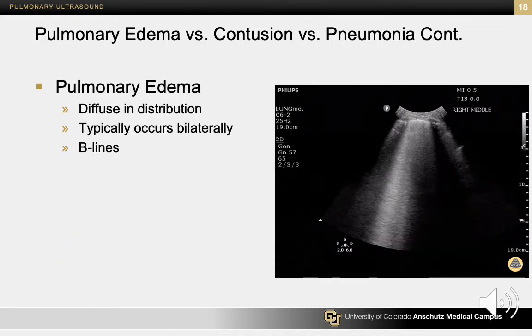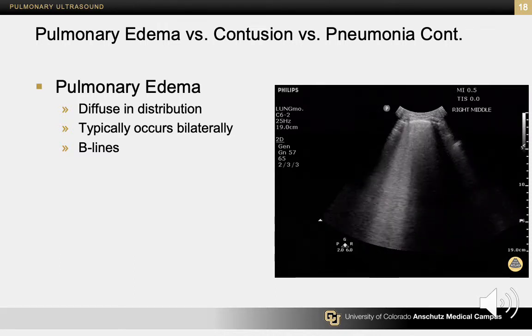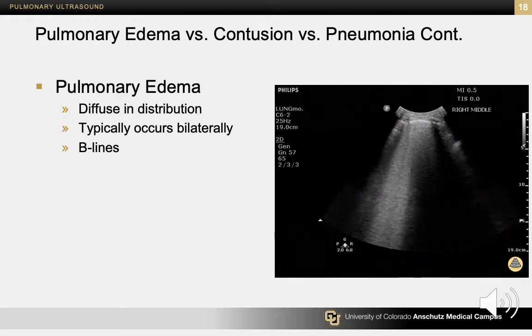With pulmonary edema, again, we're looking primarily for B lines because this is a fluid accumulation in the lung. It typically occurs bilaterally. It doesn't affect just one lung, and it's typically diffuse in nature. So if you're seeing B lines all the way throughout both lungs in a patient that's dyspneic, that has CHF or some similar condition where you would expect pulmonary edema, or it's definitely on your differential, that would be a very specific finding for pulmonary edema.